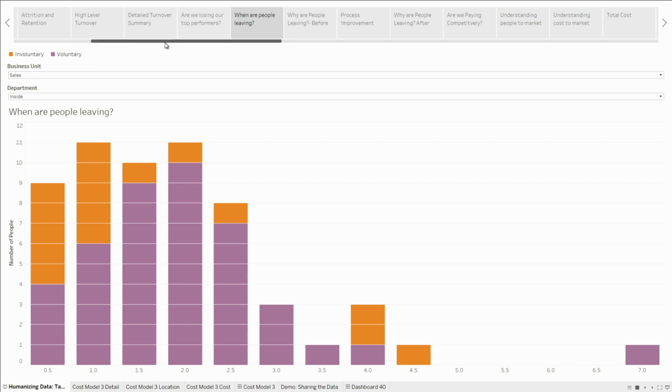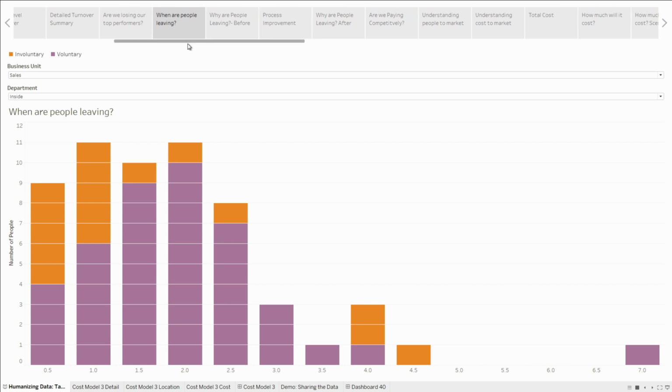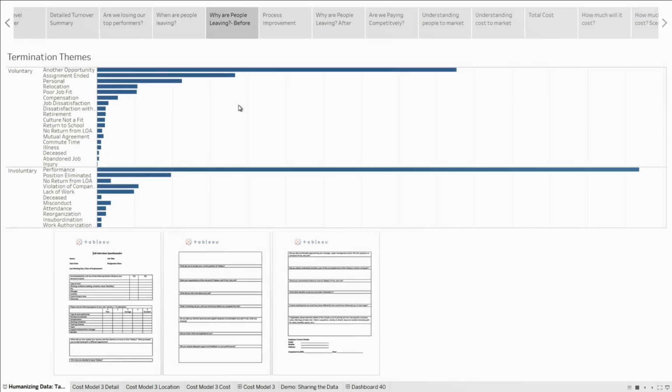So that next question was, well, why then are people leaving? Why are we seeing this spike? And we weren't able to answer that question. The reason why is we were collecting what we called a secondary theme in Workday. But what we found was that for people leaving voluntarily, about 50% were leaving for another opportunity, followed by assignment ended, which generally applied to our temp positions, followed by personal. And on the involuntary front, most were performance related, or a few were position eliminated, or a few of these other ones.